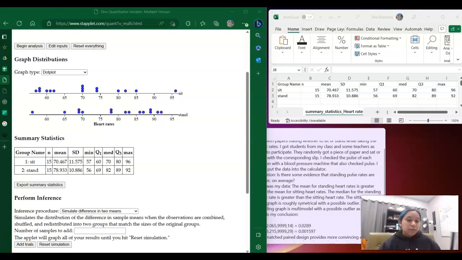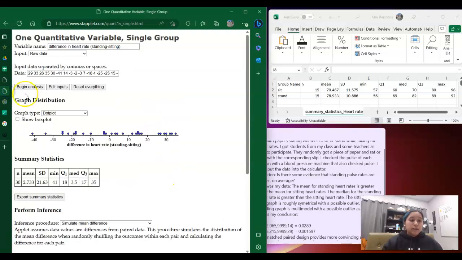So onto our matched pairs design. I randomly selected students to either sit or stand, and the slip of paper they randomly got from a box would say 1 sit, 2 stand, or it could say 1 stand, 2 sit, which means first, what would they do? Would they sit and then stand, or would they stand and then sit? So I did that, and this is our graph distribution from our data.